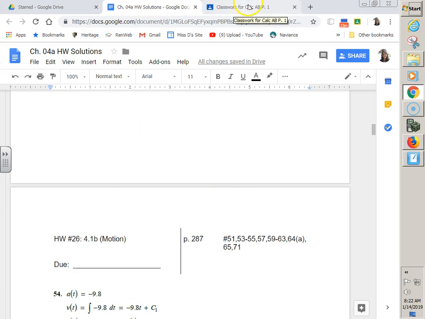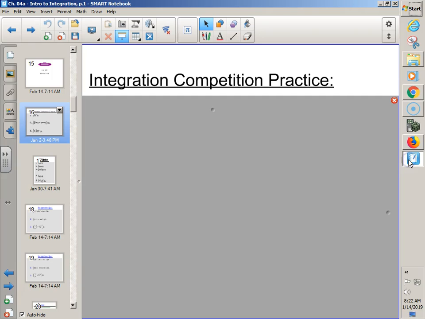I think that homework is going to be due. Oh, I pulled up the calendar and forgot to look at it. I think it's due like Wednesday or Thursday. Let's go ahead and pause for right now, and let's do some integration competition, unless you have any questions from homework. Anything homework, odds or evens?